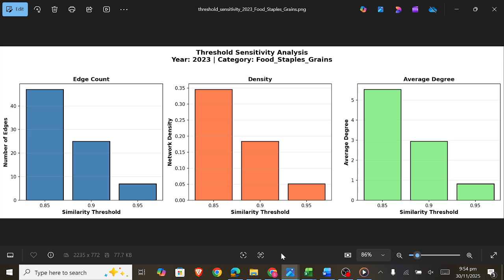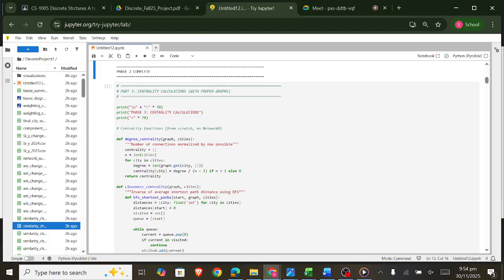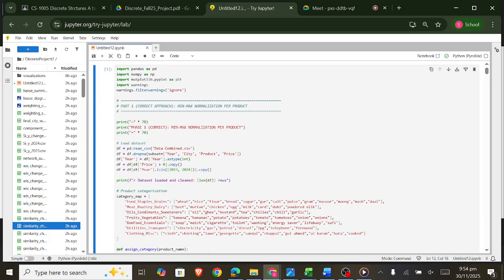Now I will walk you through the coding part of our project. Thank you, Zaid. Let me walk you through how we implemented this project. We developed our solution in 7 distinct phases using Python with NumPy, Pandas, and Matplotlib. Importantly, we implemented all algorithms from scratch, no NetworkX or specialized packages, demonstrating our true understanding of the underlying mathematics. So let's go through all the phases that we coded in this project.